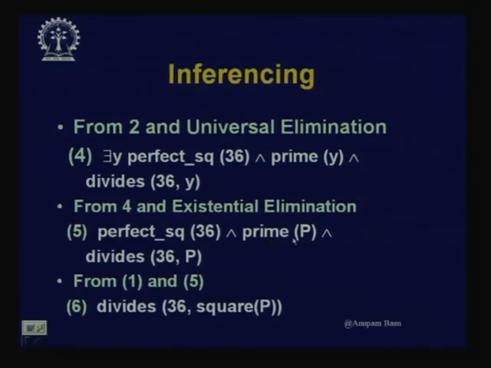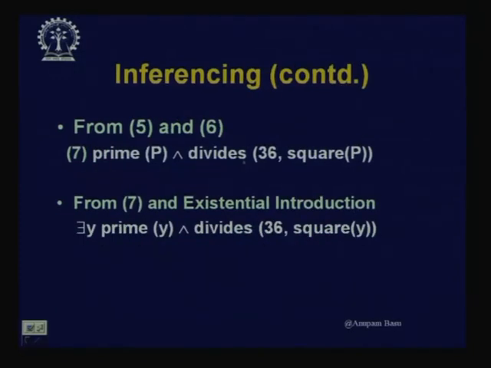Perfect square 36 and prime p, all right, prime p and divides 36 square p. Now you can see the use of existential introduction. I introduce this existential quantifier, and therefore now all these are constants. In place of p I put a variable y, here also for p I put a variable y, and introduce this existential quantifier, and I get there exists y such that prime y and divides 36 square y.